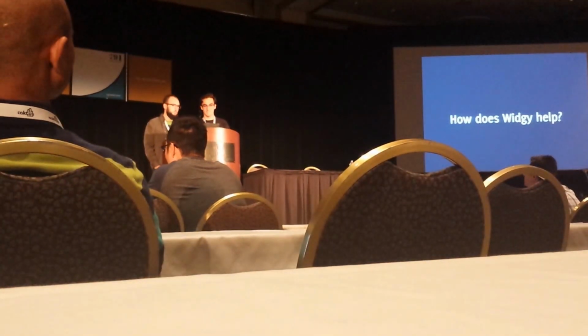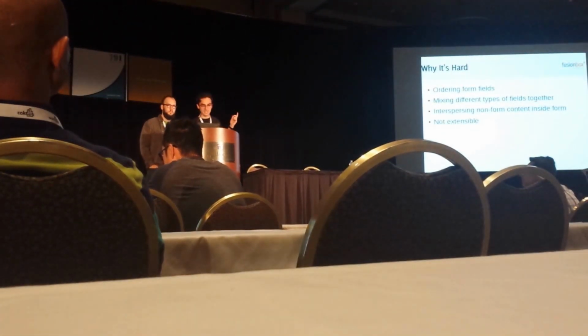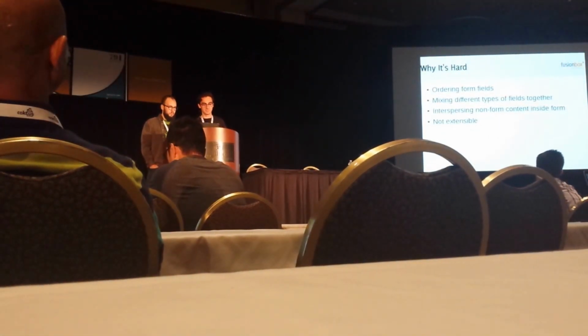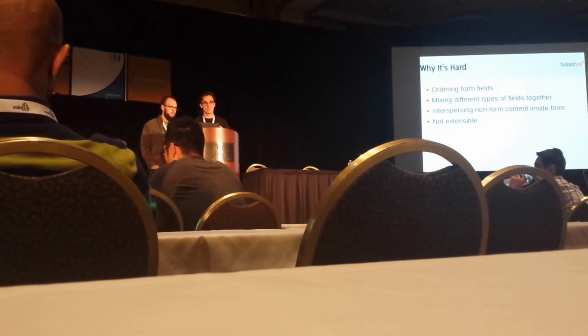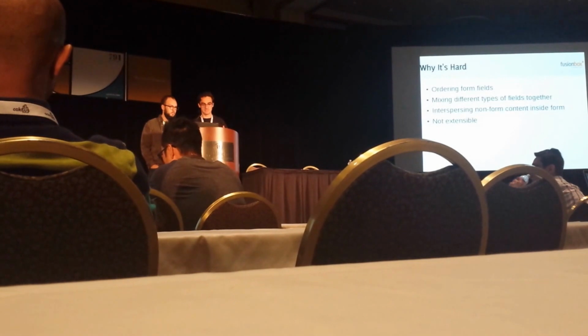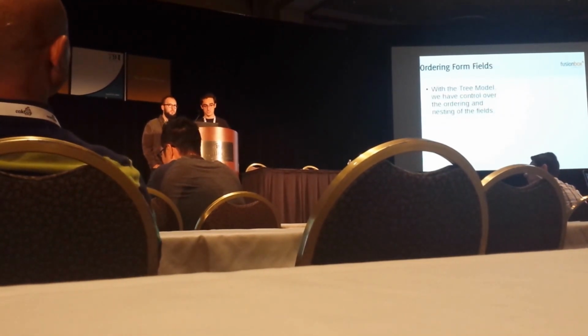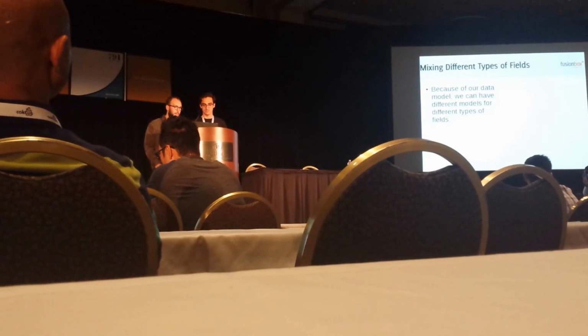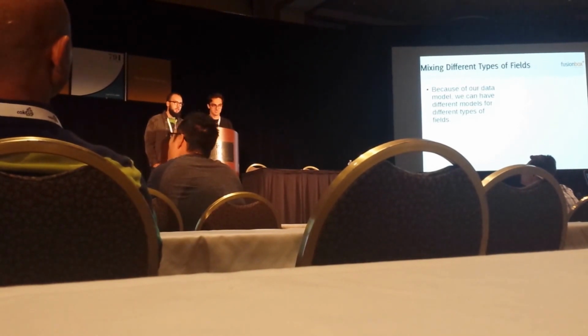So how does Widgy help with this? Let's look back. Here are the reasons why it was kind of hard, and a good form builder would overcome these: ordering forms, mixing different types of fields, having non-form content, and being extensible. If we look at ordering forms, django-treebeard gives us this, and Widgy gives us an editor for it. So it's already done, we don't have to think about it. The generic foreign key allows us to reference any type of content, so we're now able to use a different model for each of our fields.